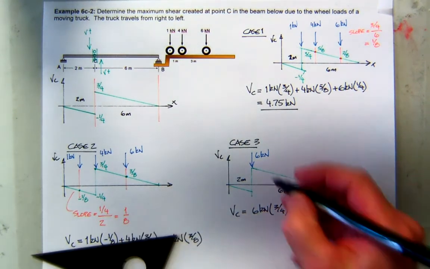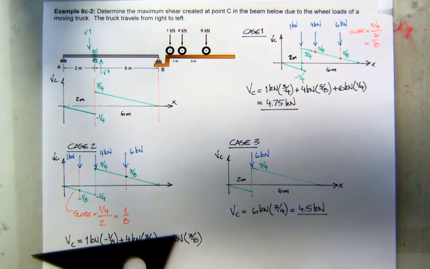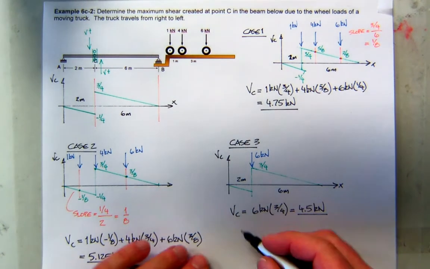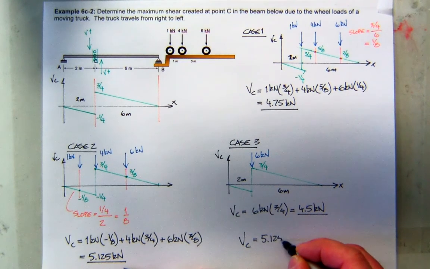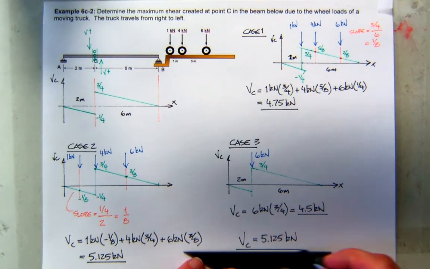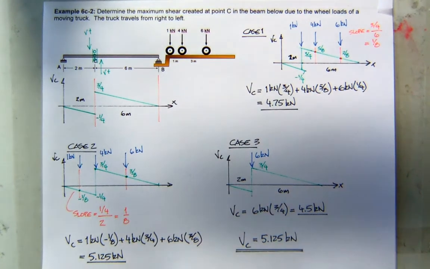And what is the maximum of those three? Looks like case 2. So actually the solution for the maximum shear at C will be 5.125 kilonewtons. That's the maximum shear at C for that set of loads. Any questions about that? None? Okay. These are very testable, examinable problems.